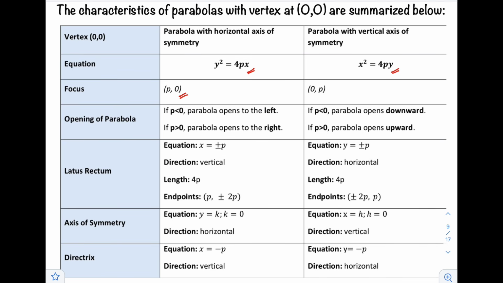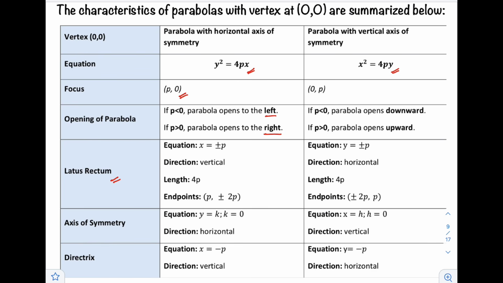Okay? Then if P is less than 0, our parabola opens to the left. Then kung yung P naman is greater than 0 or positive, the parabola opens to the right. Okay? Then next is the latus rectum naman. So again, si latus rectum, siya yung magsasabi kung gaano ka-wide or kabuka yung ating parabola.